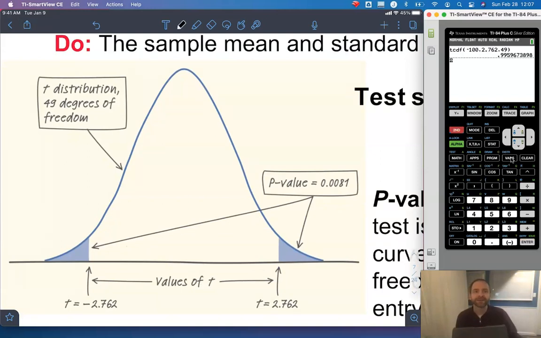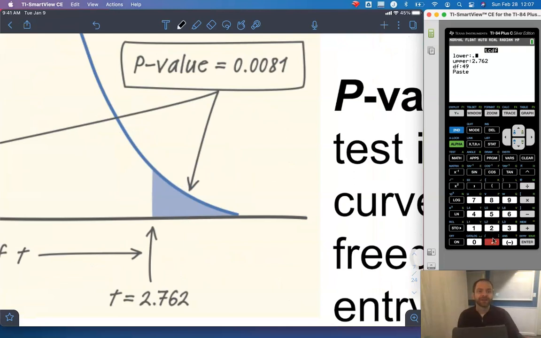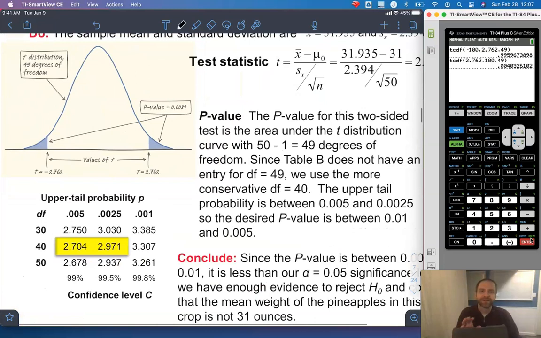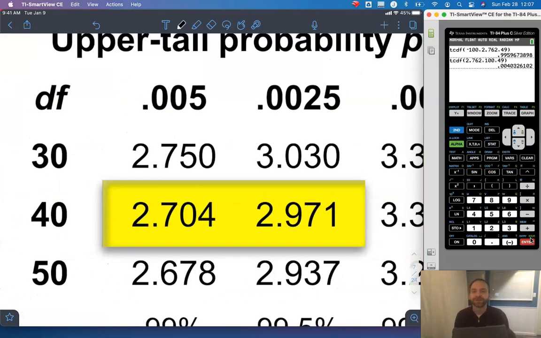And so if I go back to second distribution and I go and say TCDF again, well, if I said it's 2.762, well, if I look at this, that's my lower bound. And so I'm going to do my lower as 2.762. And I'm going to do my upper using the T's. That's where I'll place my 100. Degrees of freedom is 49. And so now if I hit enter, that looks a lot better, doesn't it? 0.004. And so in that case, it is going to be between these two values there. It is between those. And so I feel better about that.